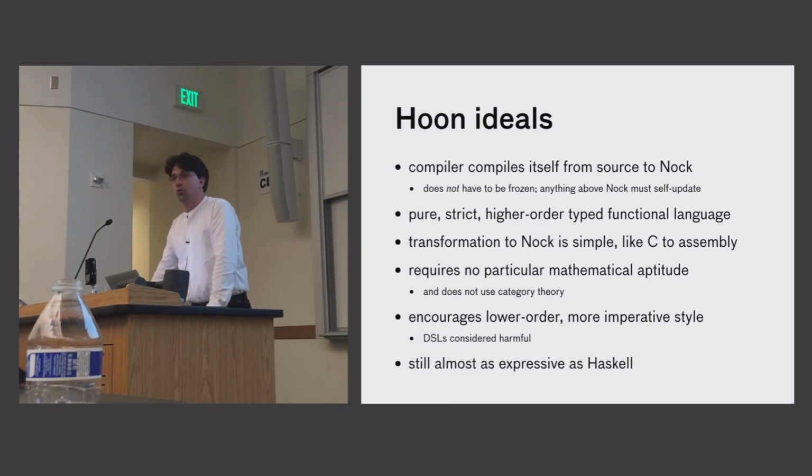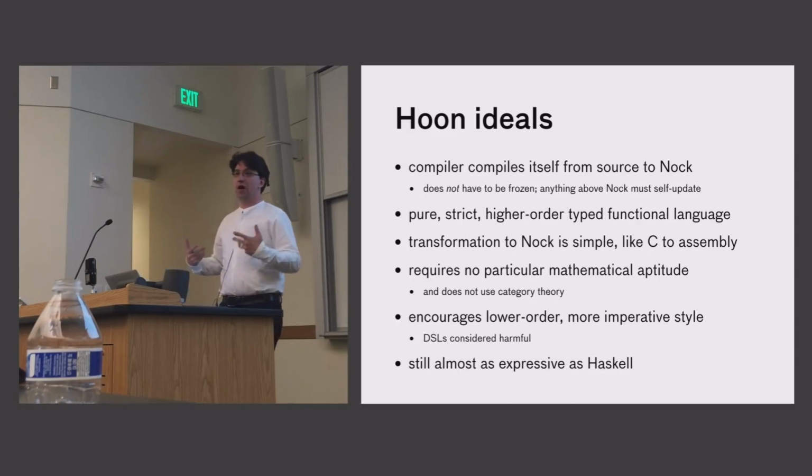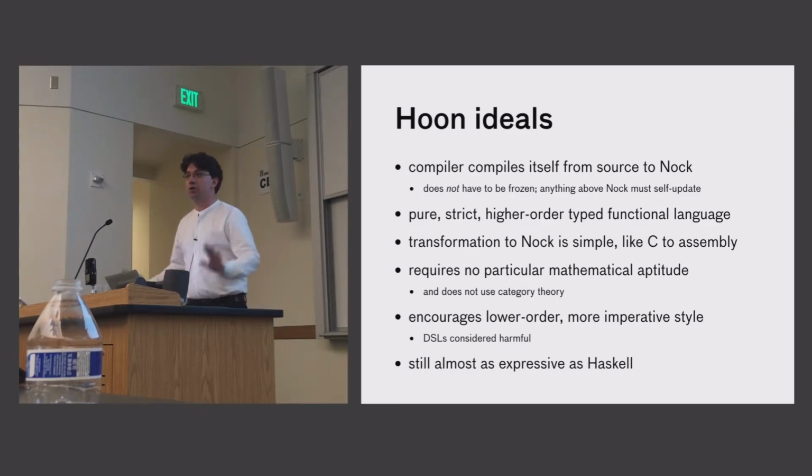Hoon obviously needs to compile itself to Nock. It needs to be a pure, strict, higher order typed functional language because that's the hotness. I believe it needs to have a simple transformation to Nock. So I'm really a Unix and C guy. I'm not a functional programming guy at all, and actually don't know any of the functional languages.